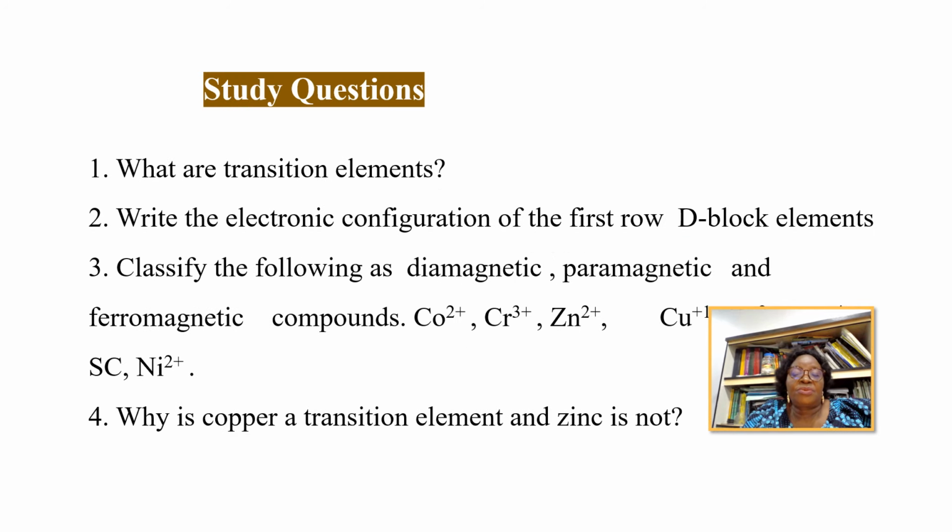The study questions. 1. What are transition elements? 2. Write the electronic configuration of the first row d-block elements. 3. Classify the following as diamagnetic, paramagnetic, and ferromagnetic compounds: cobalt 2+ ion, chromium 3+ ion, zinc 2+ ion, copper 1+ ion, copper 2+ ion, manganese 4+ ion, scandium atom, and nickel 2+ ion. 4. Why is copper a transition element and zinc is not?